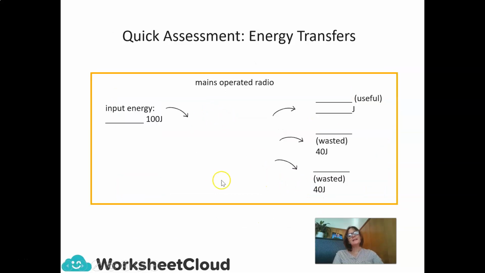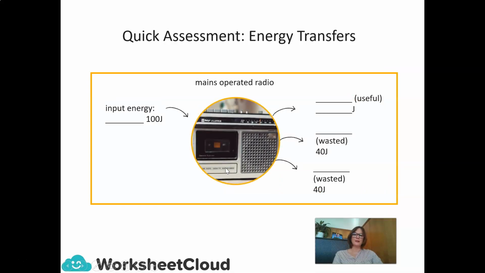So let's take a quick assessment. Okay, let's look at a mains operated radio. So our input energy, the amount of energy we use is 100 joules, right? That would be our electrical energy coming in. Now, if I look over here, I have two forms of wasted energy, and each form is wasted of 40 joules. So what would you consider to be wasted? I would say probably heat energy coming off the radio, as well as light.